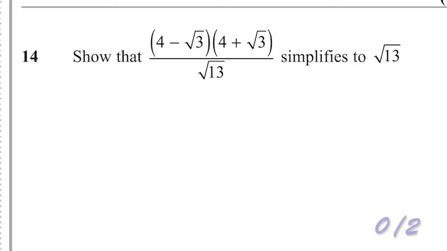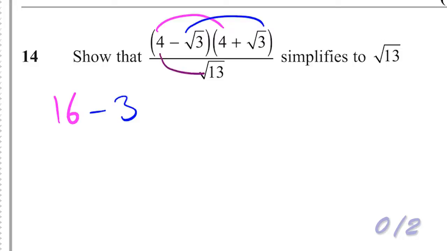But let's show you how you can get the 2 marks. First, you're expected to be able to expand out the double brackets using surds. So we've got 4 times 4, that's 16. We've got minus root 3 times plus root 3. Minus times a plus makes a minus, and root 3 times root 3 is just going to give you 3.